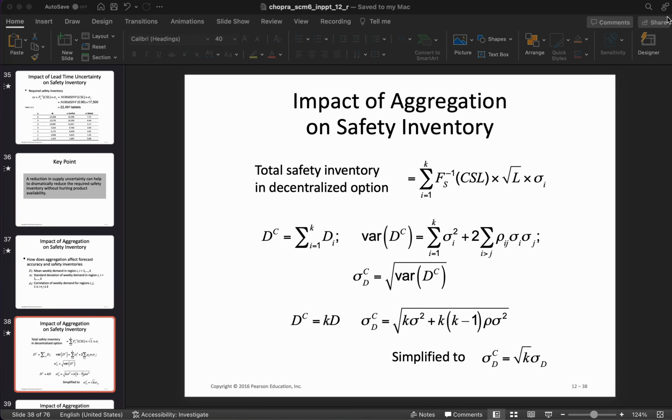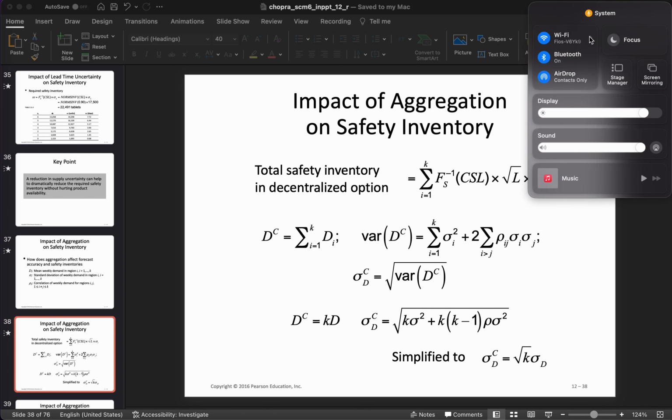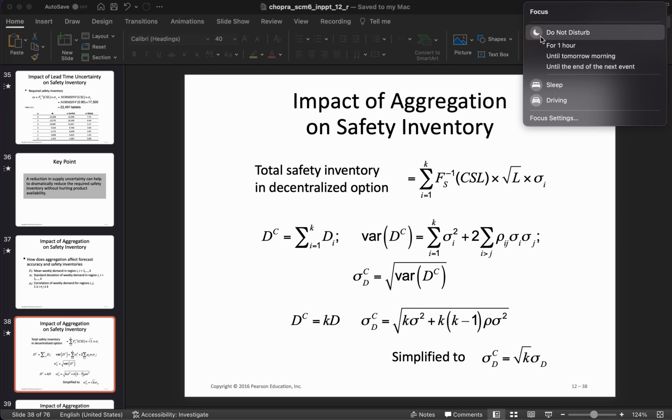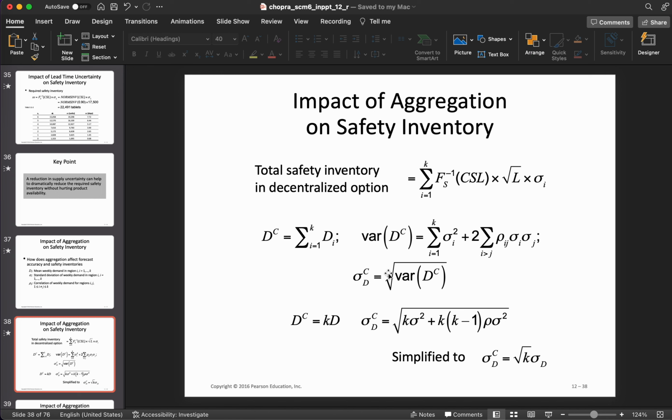So that's the idea here. Then we can calculate the standard deviation of demand for all the K regions together if you're putting them all into a single place. Now, this formula here is a pretty complicated formula. At the end of the day, if you only have a few regions, this is really not that complicated to calculate.